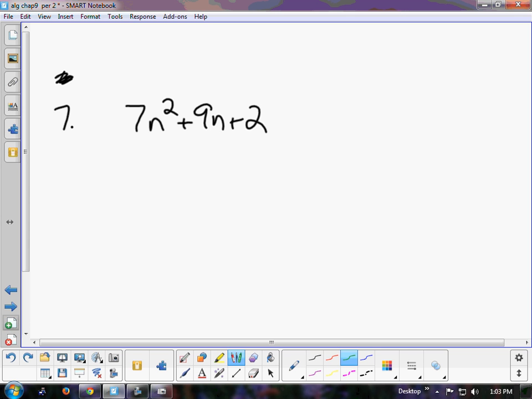Okay, now, the quick way to do this is to do it this way. We're still going to multiply these two together, and we're going to put them right into the chart. So 7n squared times 2 is how much? 14n squared. Okay? What's the middle term? 9n. Okay? So we just multiply the first and last term, and then put that first and then the middle term there.